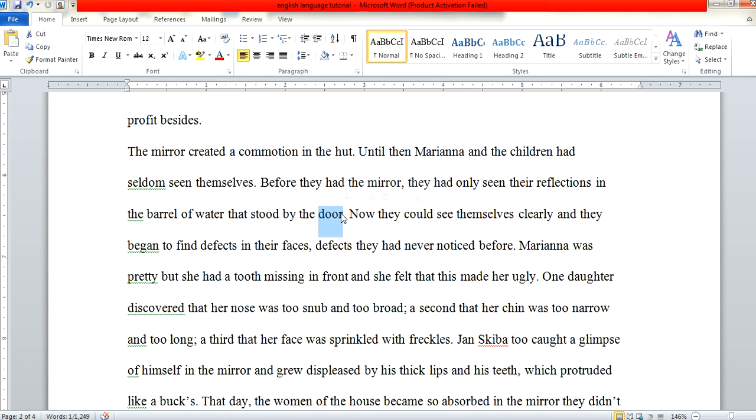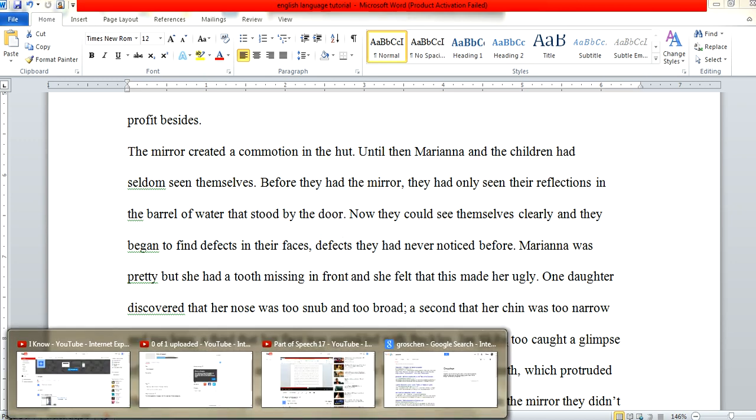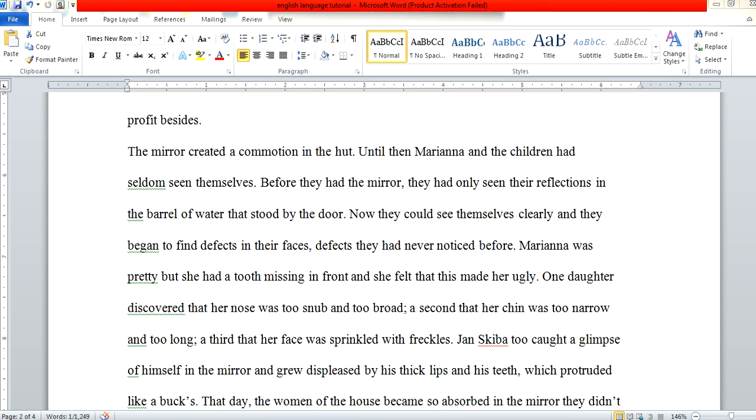Door. Door is a noun. It's a common noun. It's concrete. It's countable. It's neutered. It's singular, and it's regular. It's a regular noun. Right.